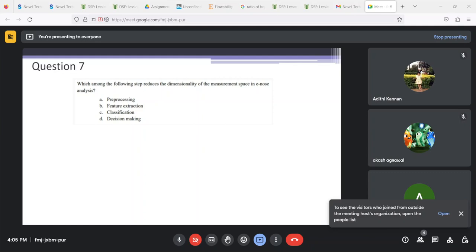So any clue what the steps involved in an eNose analysis are? What each of those steps signify? No, the answer is not C here. The answer is B in this case.